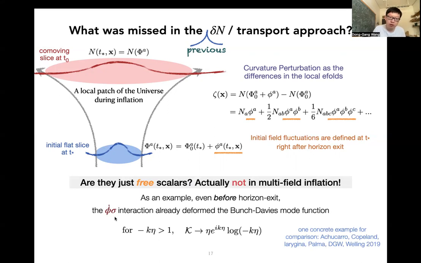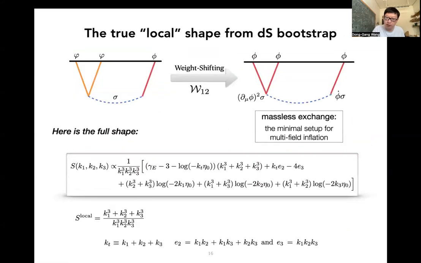And this phi dot sigma would already modify the mode function before horizon exit. And here is a result from the mixed propagator. We can see there is this logarithmic deformation of the mode function before horizon exit. And that was what was missed in the previous computation. Basically, in the previous case, it was still the Bunch-Davies mode function for a free scalar that was used in the delta N formalism computation for these initial field fluctuations. And this difference may lead to the difference between this full shape function and the one in the local ansatz.